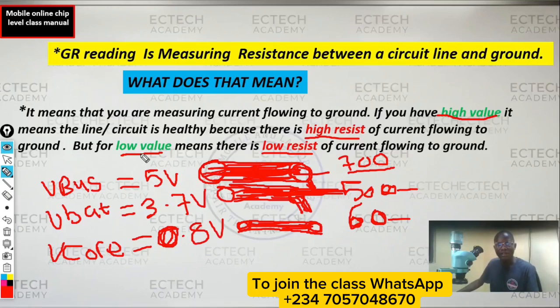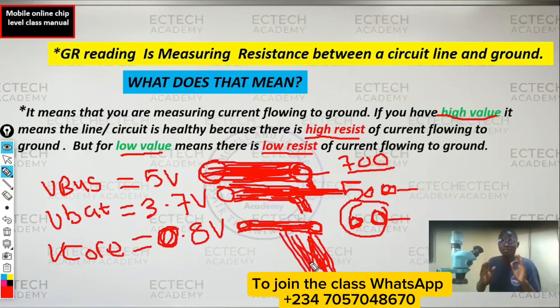All right, now for 0.8 volts, if there is a low value, it means there is low resistance to current flowing to the ground. What does that mean? It means that the current going to the ground here is very large, because there is low resistance. For example, this is what we call resistance. This is the erosion.